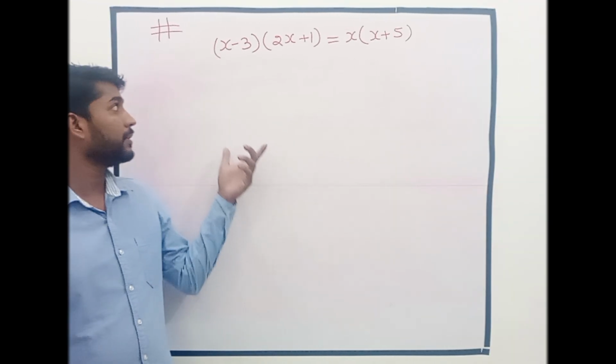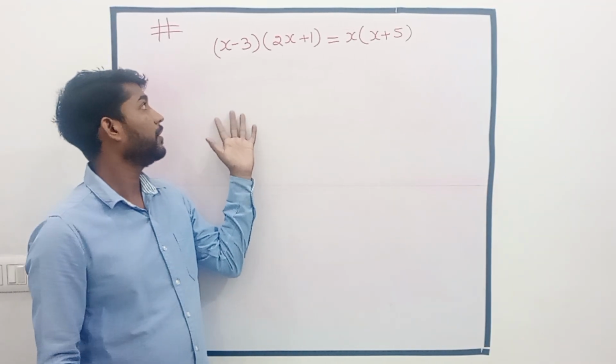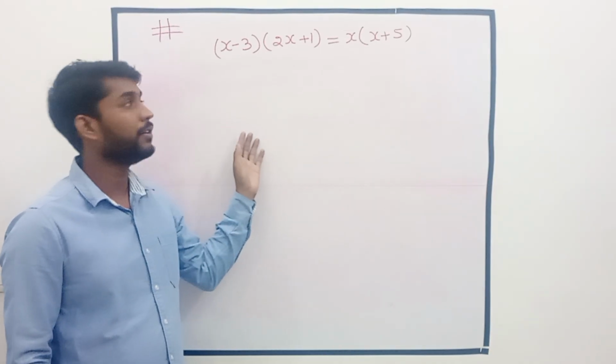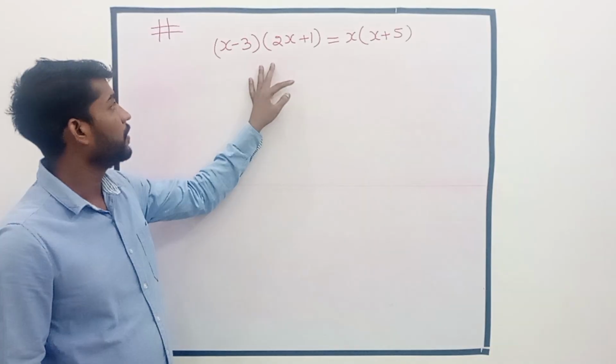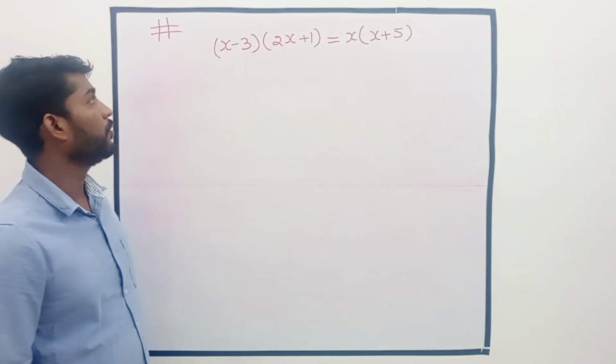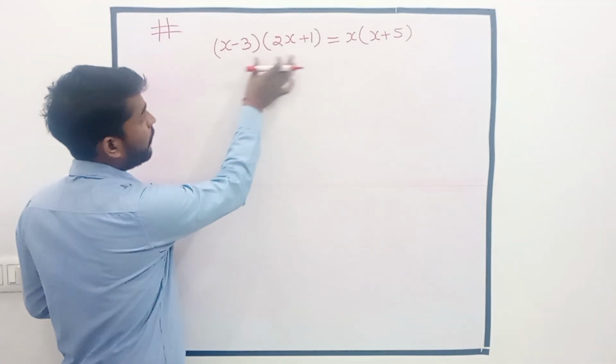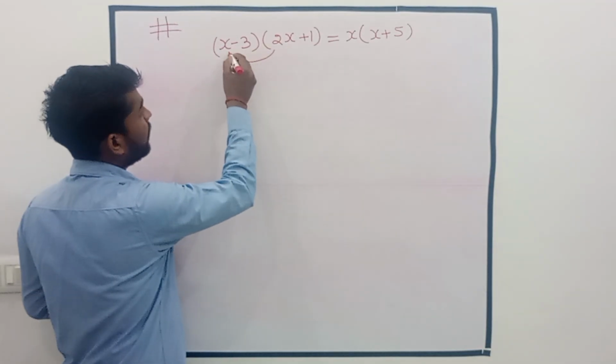And today we will check whether the equation is a quadratic or not. If the maximum power of x is 2, it is said to be a quadratic equation. And this is a factor, and we will multiply this.